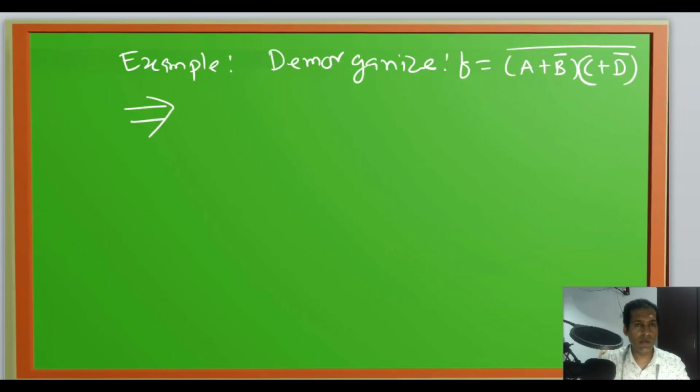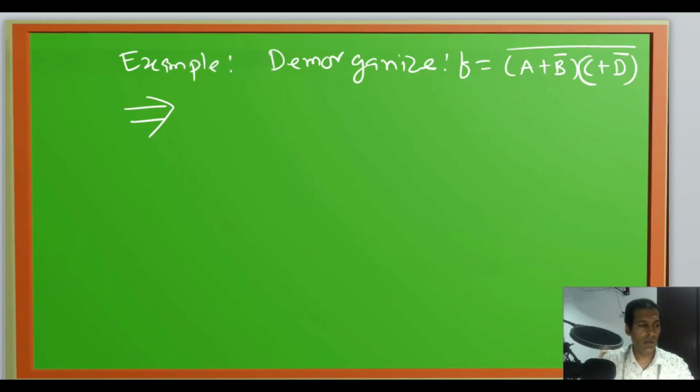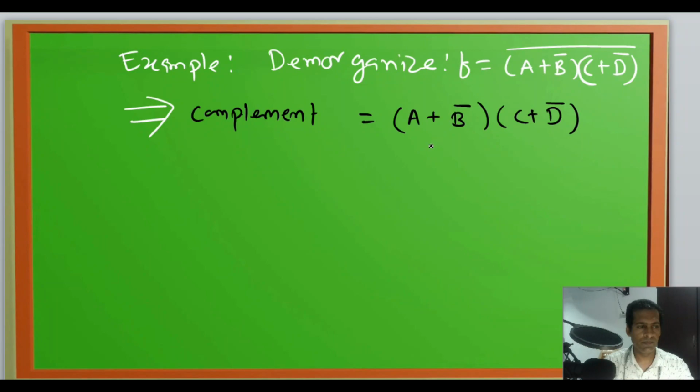Now what we have to do is de-Morganize. So we'll see how to do that. Let us take the complement of the whole function. If you take the complement of the whole function, then the bar will be removed: a plus b bar and c plus d bar. Now we will change ANDs to ORs and ORs to ANDs.